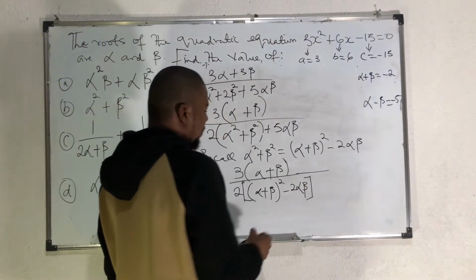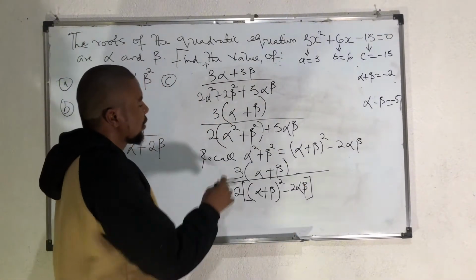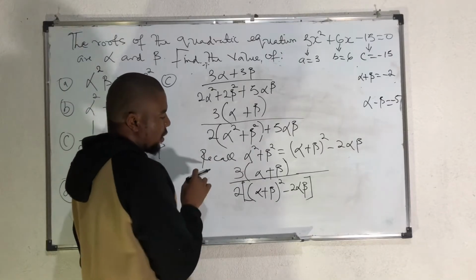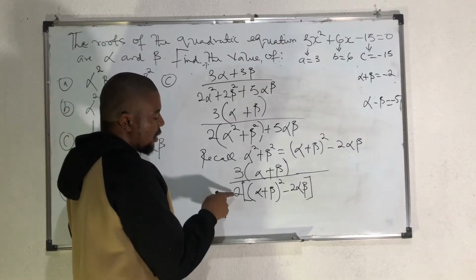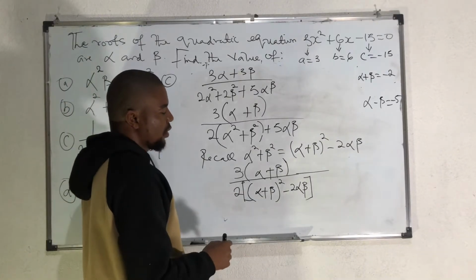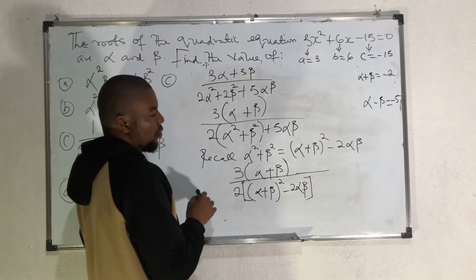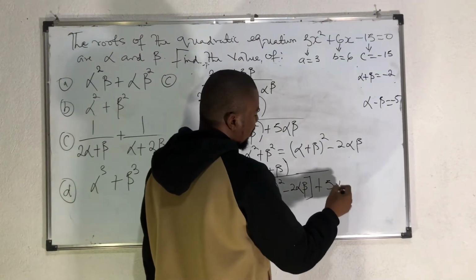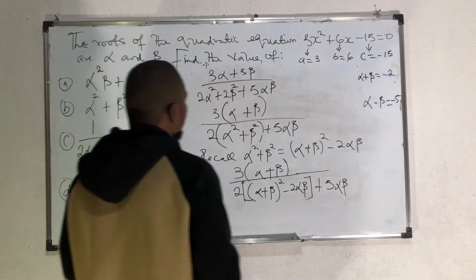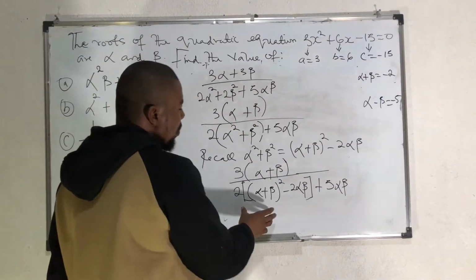Remember that this 2 multiplies the value of alpha squared plus beta squared. And if alpha squared plus beta squared is equal to everything here, then this 2 also multiplies everything that is equal to alpha squared plus beta squared. What is now left is plus 5 alpha beta. All right. Now, this is what we're looking for.